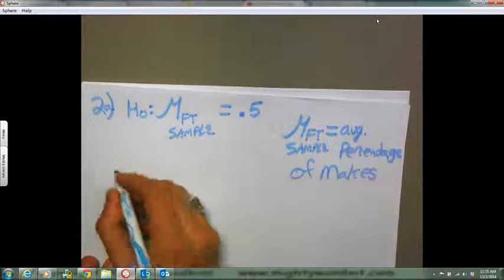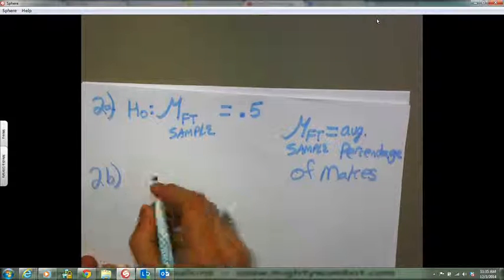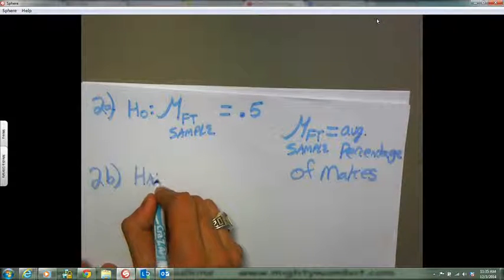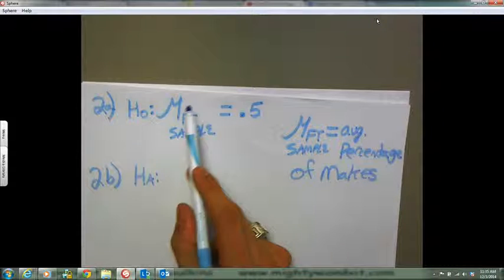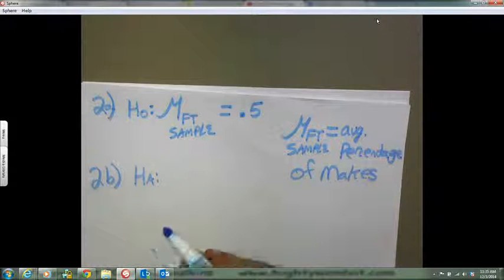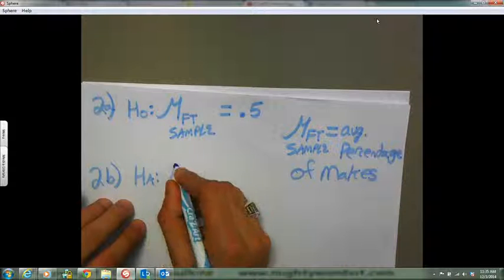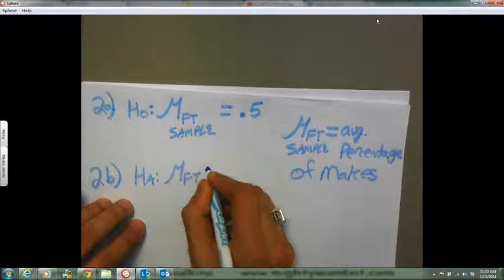And then 2B asks us to find the alternative hypothesis. So the alternative is what we're checking, right? We assume the null is true. We assume Mike only makes 50% of his free throws. But the test is that the proportion of makes is greater than 50%.